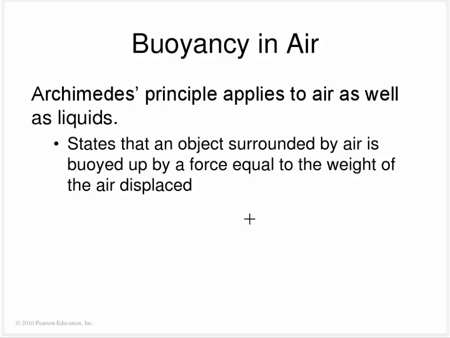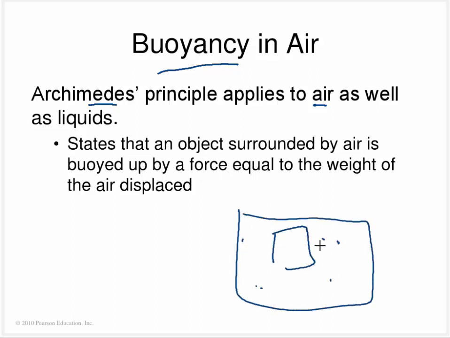Now, I did mention this briefly in the last chapter, but I'll mention it again. We can have a buoyant force in the fluid called air. So Archimedes' principle applies to air or gases as well as liquids, and it states the same thing that it did in water. If you have an object, and you put that object into some air, then it's going to displace some air, and it's going to experience a buoyant force upwards equal to the weight of the air that is displaced. So we're going to have a buoyant force equal to the weight, and in this case it's the weight of air instead of the weight of water.